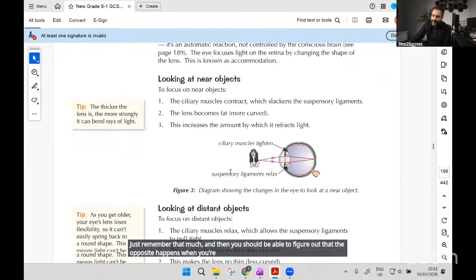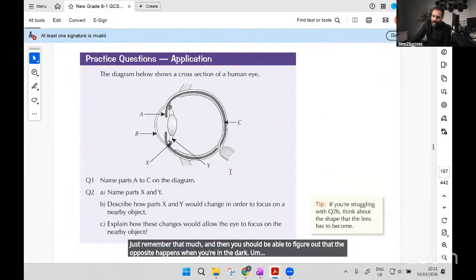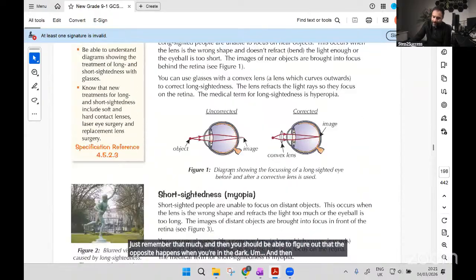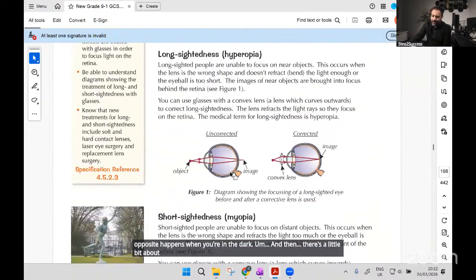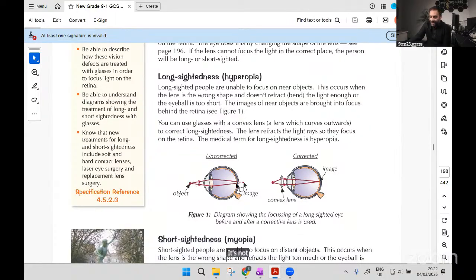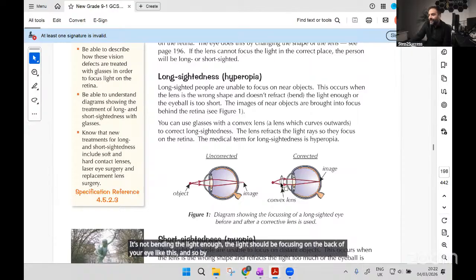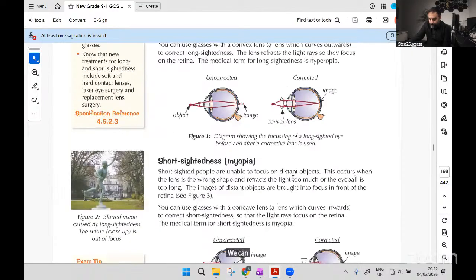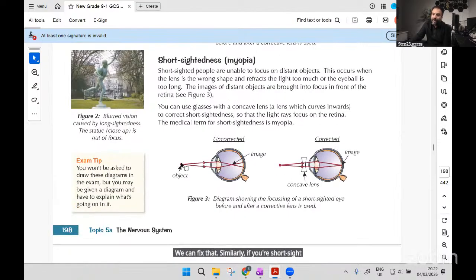And then there's a little bit about correcting vision defects, which is this idea that if you're long-sighted, it basically means that you can't see things very well that are close up to you, and it's because your lens is the wrong shape. It's not bending the light enough. The light should be focusing on the back of your eye like this, and so by wearing some glasses, we can fix that.